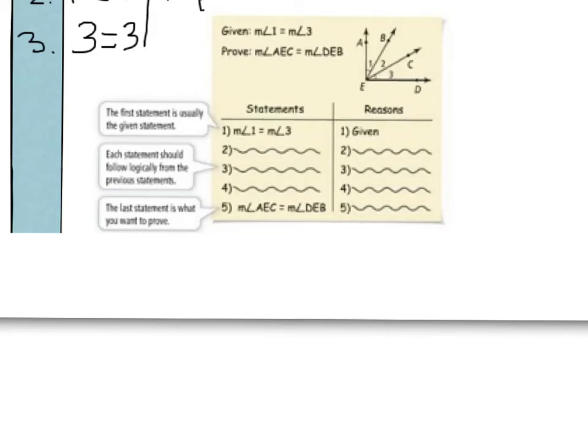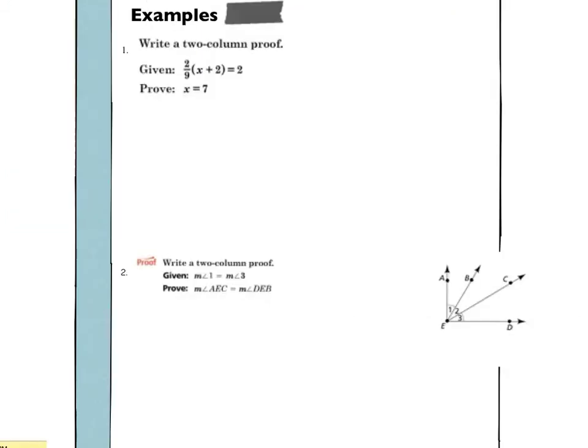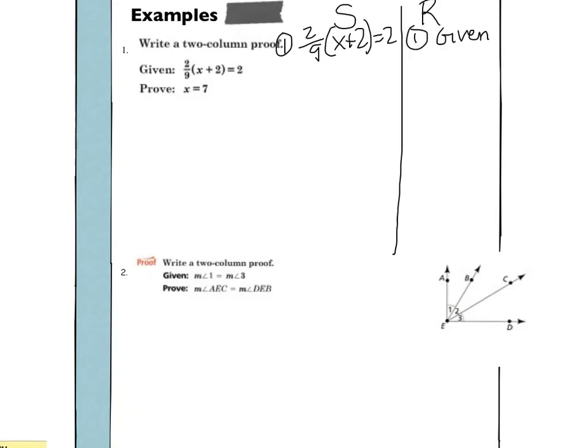Let's try some examples. Our first example says, write a two-column proof. Here's the given, here's what we have to prove. I've written down the statement and the reason, S and R. That's my shorthand for statements and reasons. Number 1. So number 2, what's going to be the first thing we do here to solve the problem? Well, I think we're going to distribute. And that's exactly right. So we distributed it. Now, what do we do next?